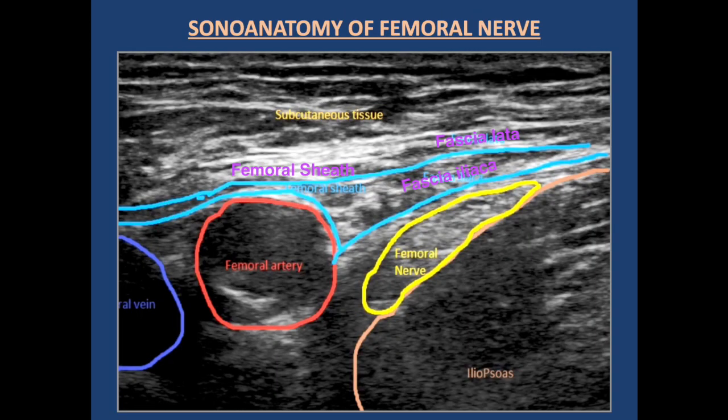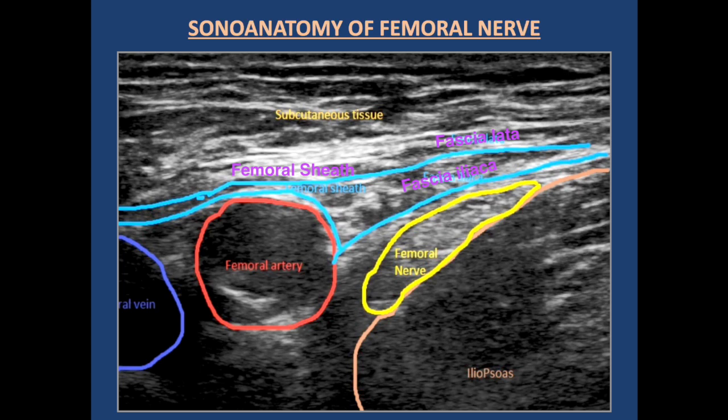This is a diagram showing sonoanatomy of the femoral nerve. We can see the skin above all and subcutaneous tissue, and then there is fascia lata. It's a light blue color, which is the socks-like structure covering the whole thigh. And then we can see the femoral nerve, femoral artery, and femoral vein. Femoral vein is the most medial structure, and femoral artery is in between. Most lateral is femoral nerve.